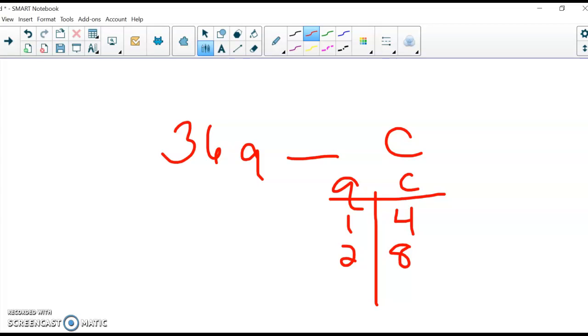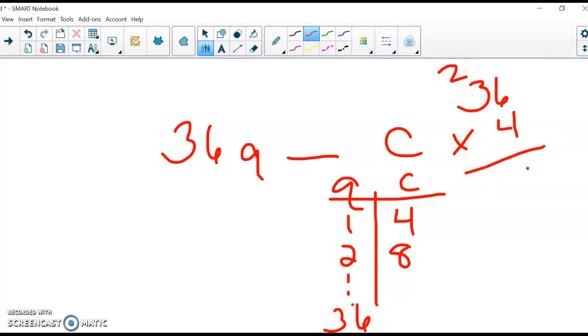And if I keep going down and I get to 36, I can multiply that by 4. And 36 times 4, let's go ahead and multiply that out. That's 24. And then 4 times 3 is 12, plus 2 is 14. And that's 144 cups. So that would be my answer. 36 quarts is 144 cups.